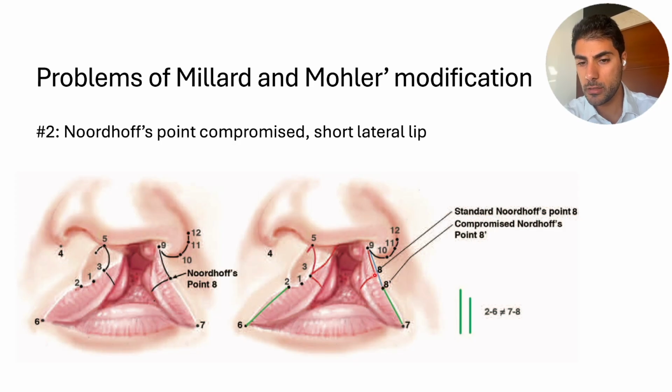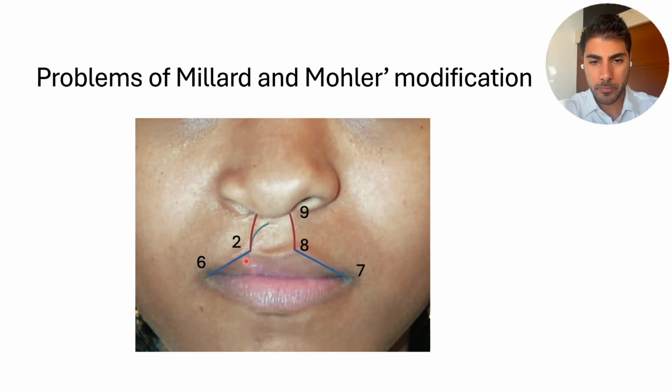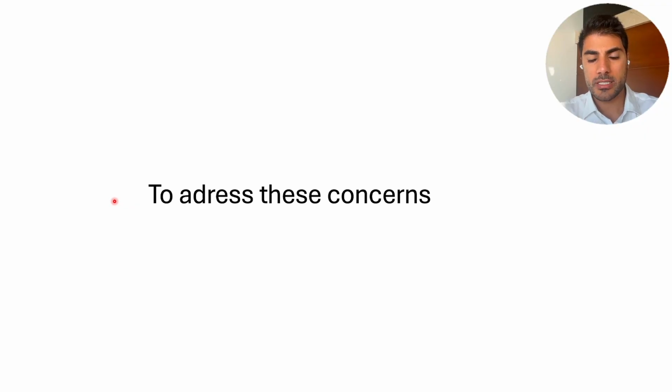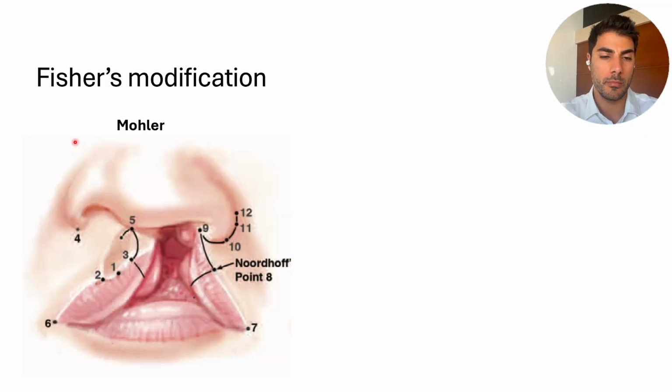First of all, we compromise the Nordhoff's point, so we do not have the highest quality of the lip. Second of all, we have a short lip. As you can see here, this is the short lip. So these are our two problems. And this problem is because we cannot control where we want the placement of 0.8 to be. So to address these concerns, Fisher's modification came into place. What he did, he canceled the rotational incision by Muller and Millard. This is his new incision that we will, of course, describe in detail.